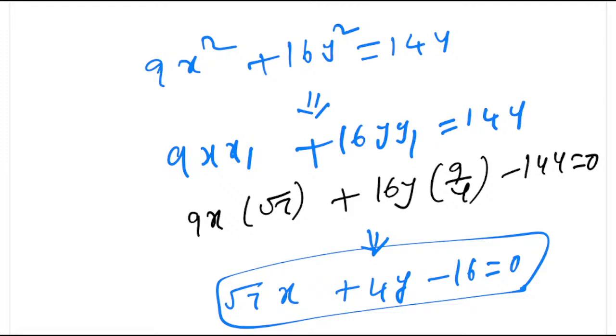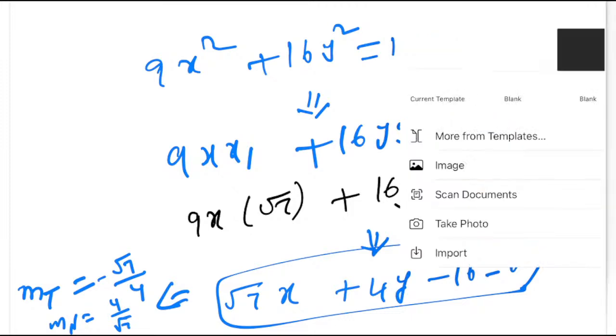A good concept. Now for the normal, first of all get what is the slope of the tangent. Slope of tangent is minus root 7 by 4, minus b by a. You know what slope is. So what will the slope of normal be then? Therefore slope of normal will be the opposite, 4 by root 7, with the plus sign, right?